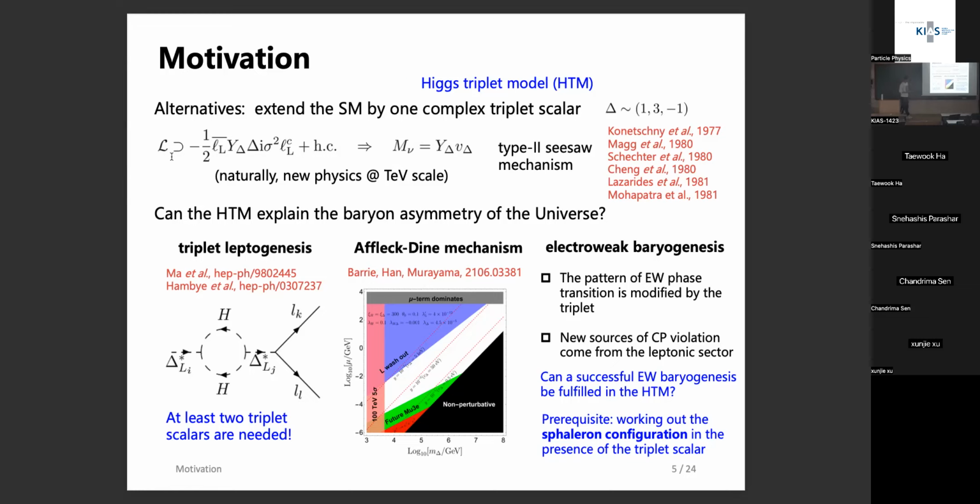So then the question is, can we have successful electroweak baryogenesis in the framework of the Higgs triplet model? If the answer is yes, then that will be great, because we can explain both the neutrino masses and the baryon asymmetry of the universe in a very minimal framework. However, up to now, the answer to this question is still not clear in the literature. And in order to answer this question, the first step is to calculate the Sphaleron configuration in the presence of the triplet. So this is the main motivation of our work.